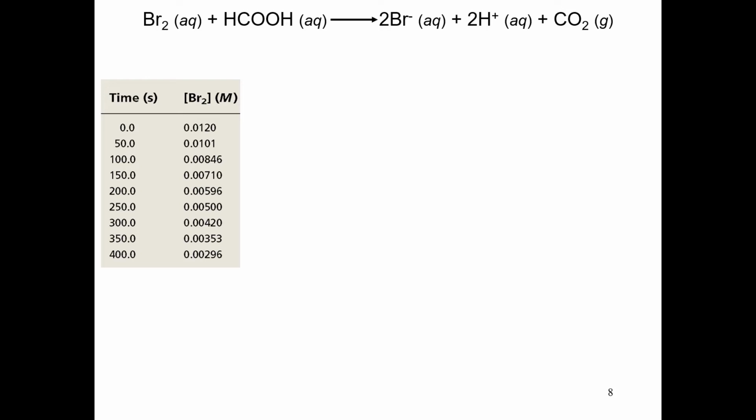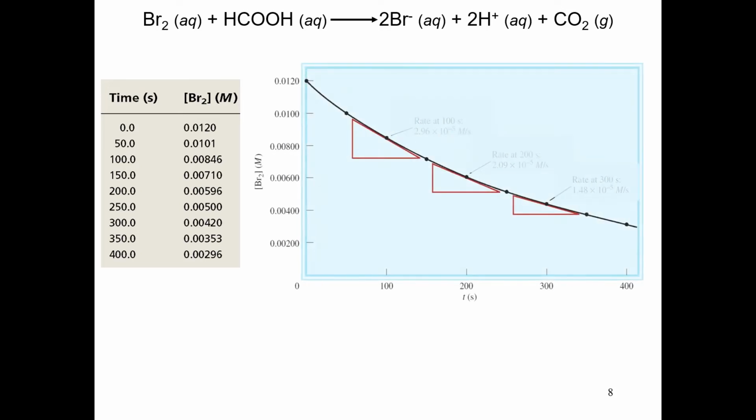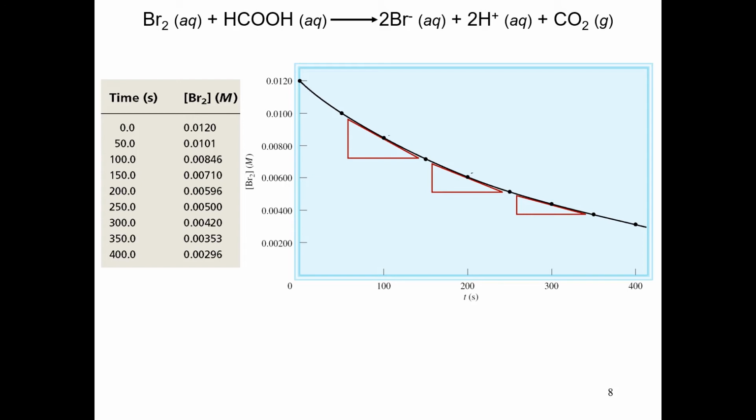Now, what does this look like when we turn it into a graph? It looks like this. So you can see how, yes, the concentration of bromine decreases as it is being converted into bromide ions. However, it is still a curve. I'll explain those little triangles later on in our next slide.